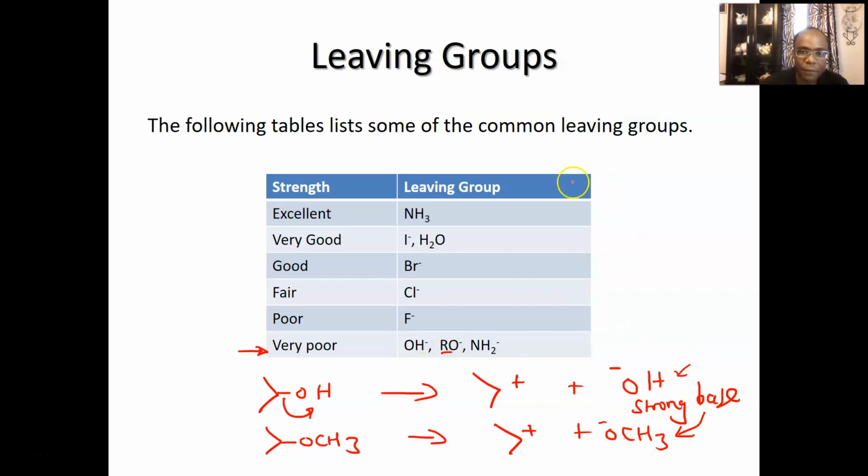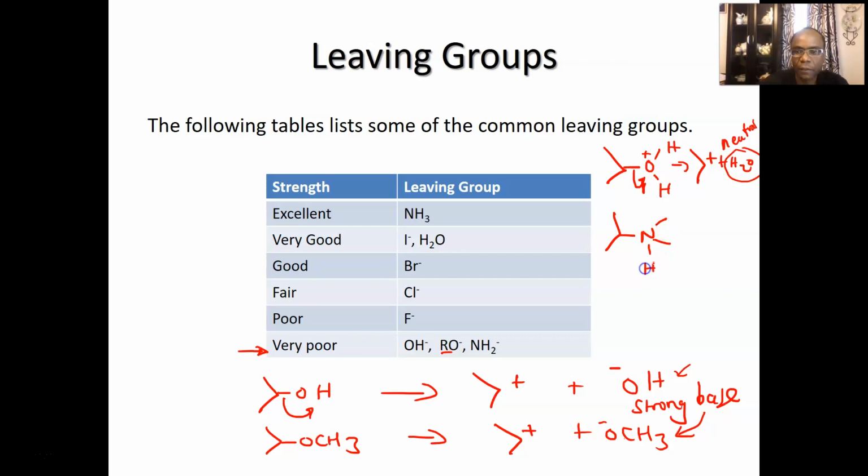I would rather have the OH leave in form of water. So let's say you have this organic molecule. When the left part leaves, you get a carbocation and H2O. You see, water is neutral. OH minus, which is part of the formula of water, is negatively charged and a strong base, but water is neutral. If water was a strong base, we'll all be dead, because we drink it all the time.